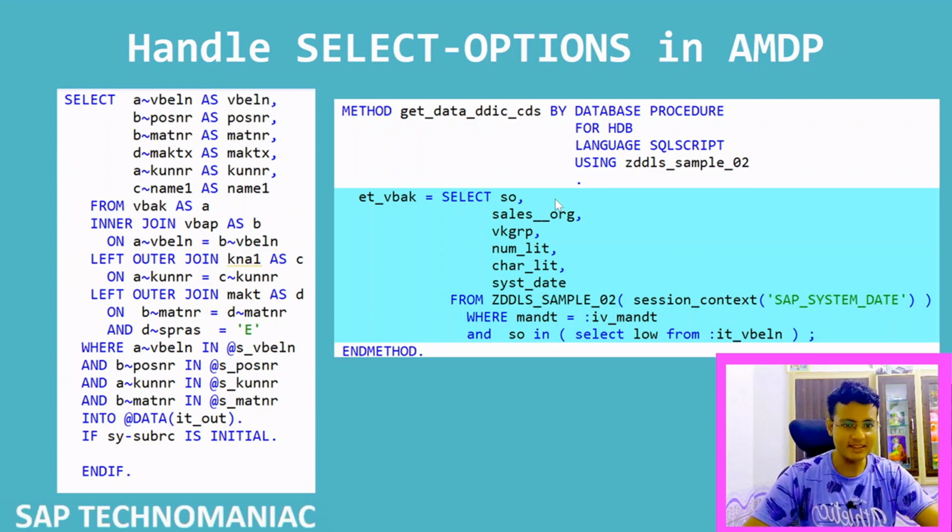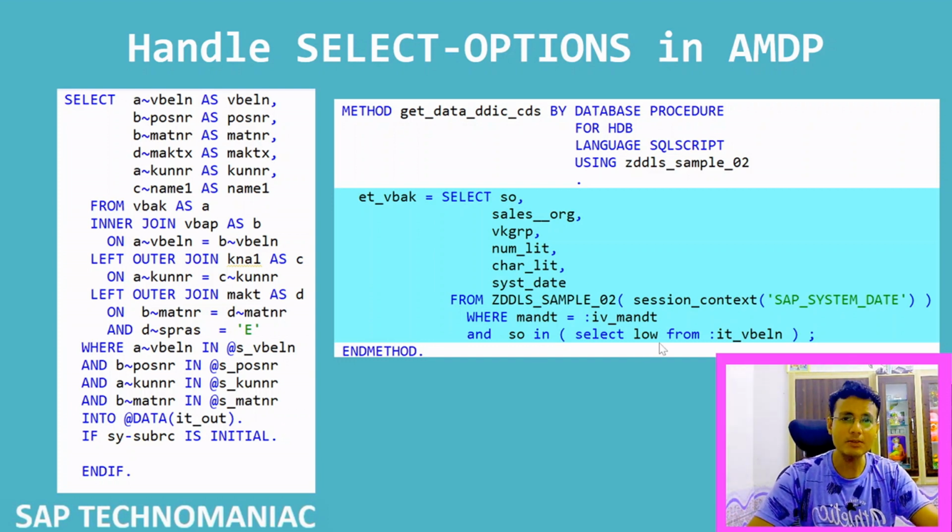But when we write the code in an AMDP procedure or AMDP function, we are writing the code in SQL script itself. So we can't pass the select option directly. Suppose this IT_VBELN is one of the ranges of select options, say for sales orders. I can't pass it directly. I try to use it like this: select low from IT_VBELN, create this field, get this column, then pass it to the sales order.